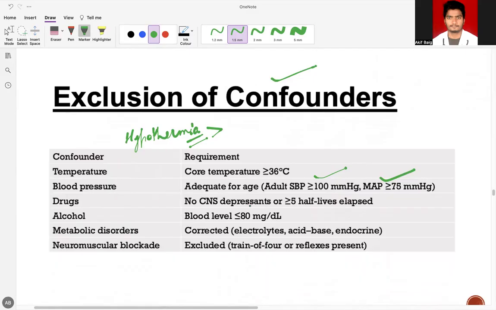There should be no CNS depressant drugs, or at least more than 5 half-lives should have passed. Alcohol blood level, if present, should be less than 80 milligrams per deciliter. All electrolytes like sodium, potassium, and thyroid have to be corrected, as well as any acidosis. And any neuromuscular blockade: when a patient suddenly collapses, we sometimes give neuromuscular blockade to intubate the patient. This has to be excluded by doing a train of four or checking reflexes.